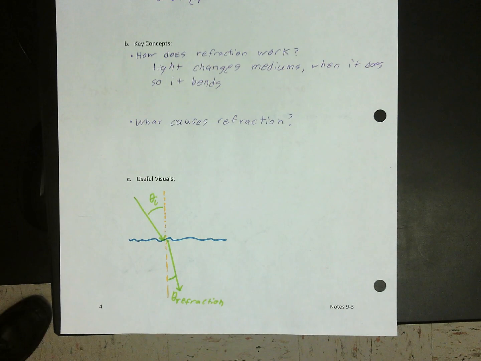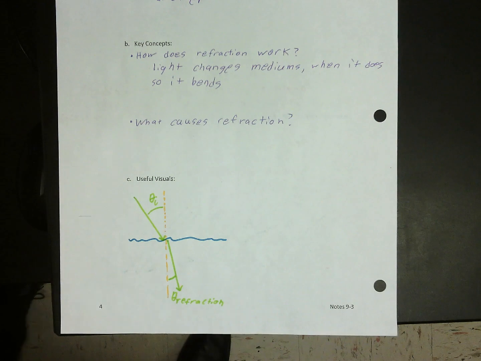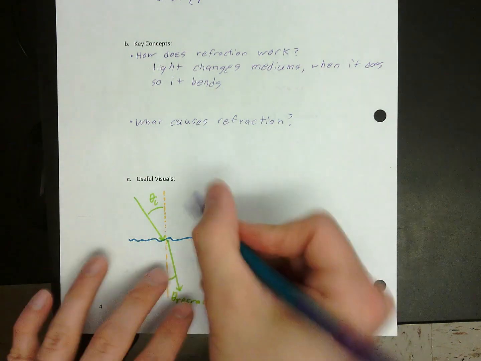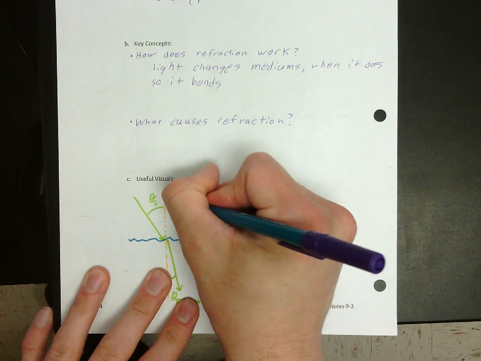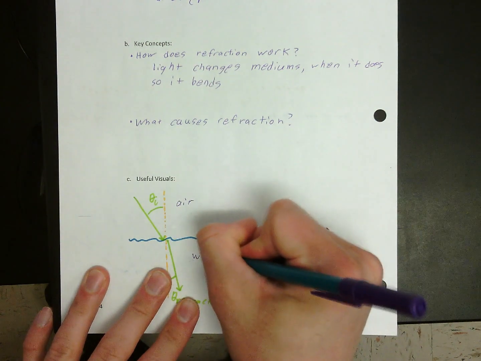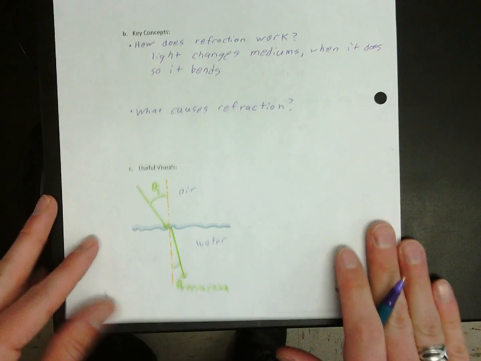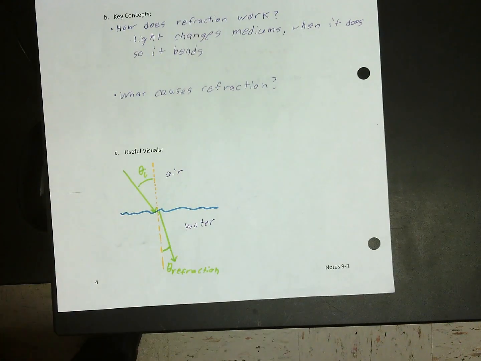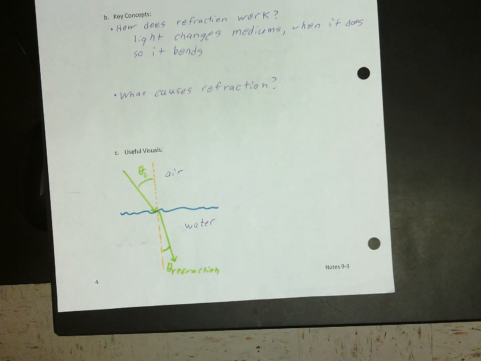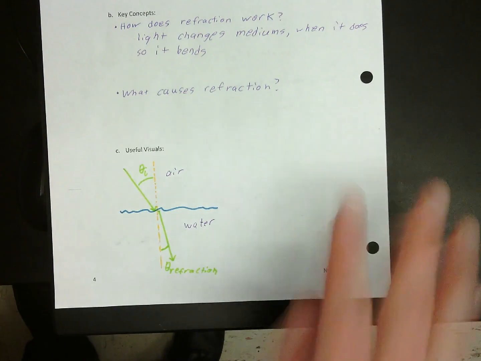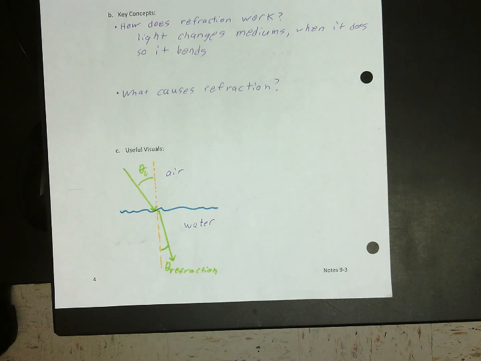The idea is if it goes in from a slow medium, let's refresh it. If it goes from a less dense medium to a more dense medium, it's going to bend to a narrower angle. So just like this here. Okay, so this is going from air to water. If it goes from less dense to more dense, it's going to bend to a narrower angle.